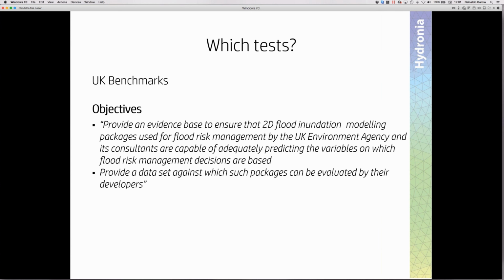So they provide a data set against which the packages can be evaluated by their developers. Obviously, they can be evaluated by developers, but the data set can be used by anybody with an interest, to check how the models behave or how they compare with other models. Now, there are 8 data sets. Due to time constraints, I'm only focusing on 2 data sets today, which are tests 5 and 6B.